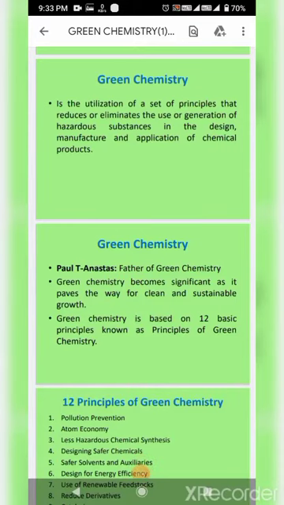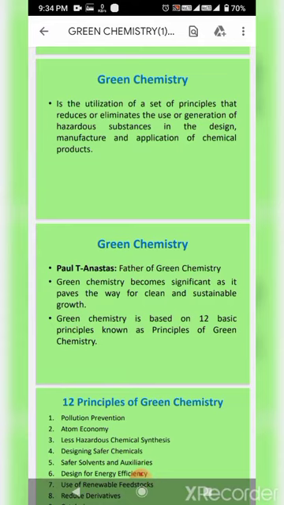Before going to the 12 basic principles of green chemistry, let us see what is meant by green chemistry and its history. Green chemistry is the utilization of a set of principles that reduces or eliminates the use or generation of hazardous substances in the design, manufacture and application of chemical products. The father of green chemistry is Paul T. Anastas. Green chemistry becomes significant as it paves the way for clean and sustainable growth. Green chemistry is based on 12 basic principles known as the principles of green chemistry.